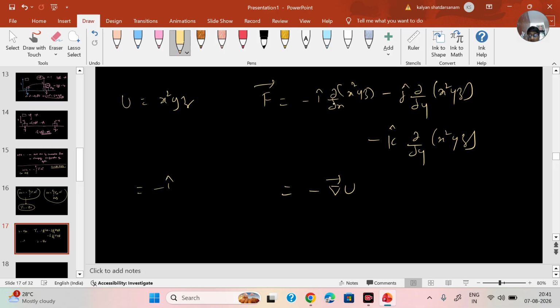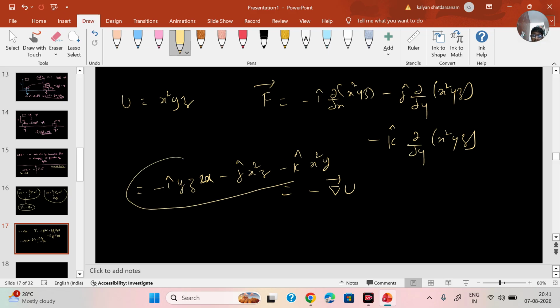Minus i ∂/∂x of x²yz. Partial derivative, only x is the variable, y and z are constants. So yz into 2x. Minus j ∂/∂y of x²yz, only y is the variable, x²z, ∂/∂y of y is 1. Minus k x²y. So minus yz into 2x i, minus x²z j, minus x²y k is the force.